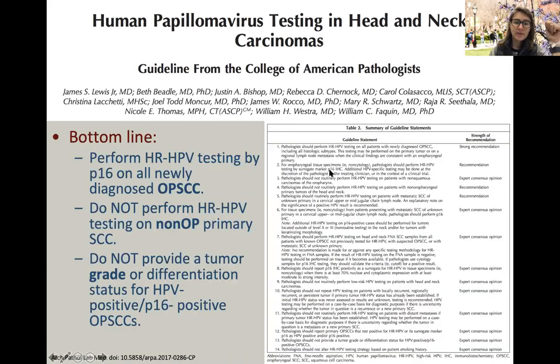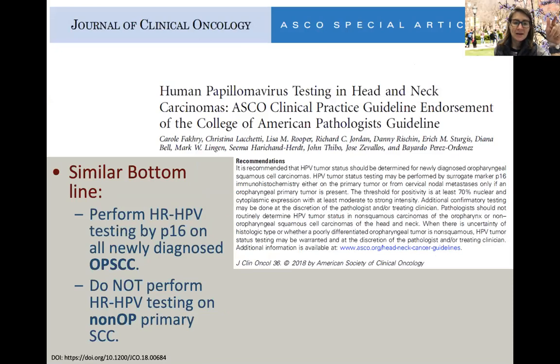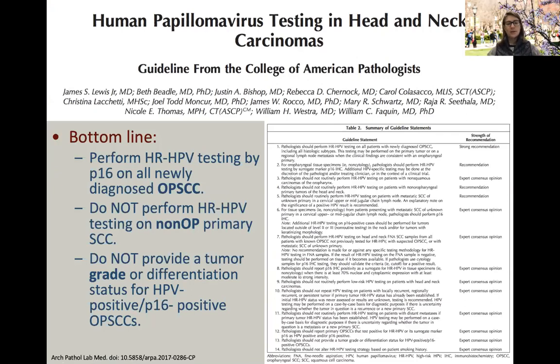The College of American Pathologists and the ASCO, the American Society of Clinical Oncology, have come up with recommendations for HPV testing. Both have basically said you should perform high-risk HPV testing, at least by P16, on all oropharyngeal squamous cell carcinomas. You should not perform high-risk HPV testing on non-oropharyngeal primaries, like we mentioned already. And for pathologists, we are advocating to not provide a tumor grade or differentiation status for HPV-positive oropharyngeal carcinomas.